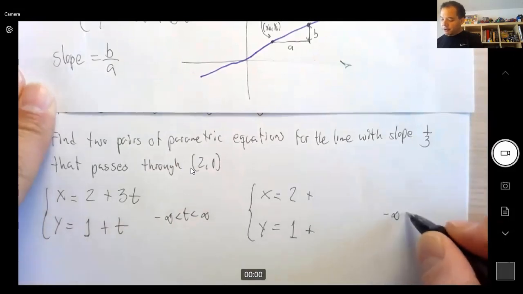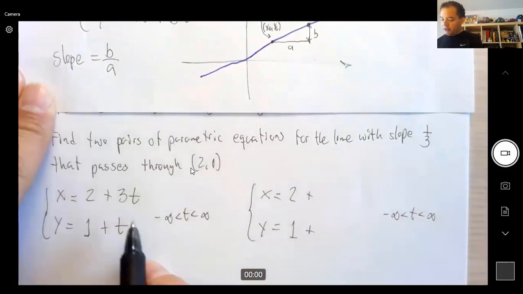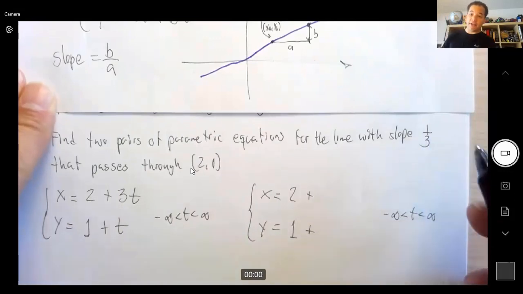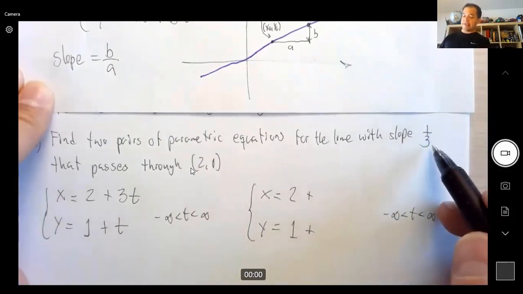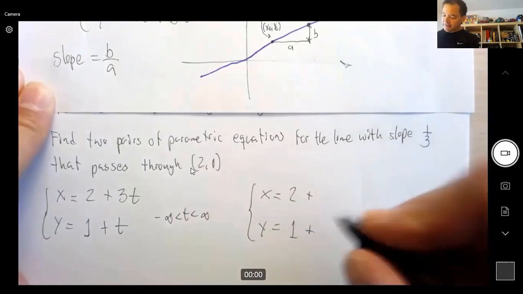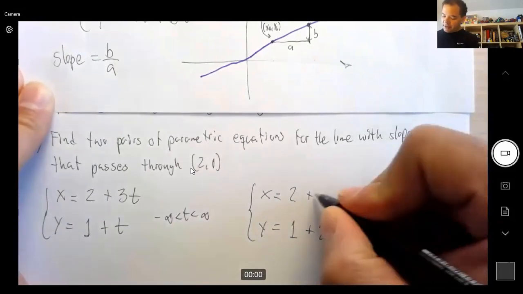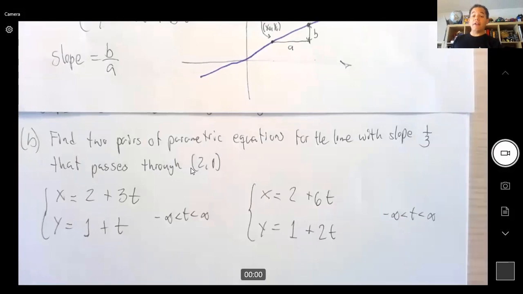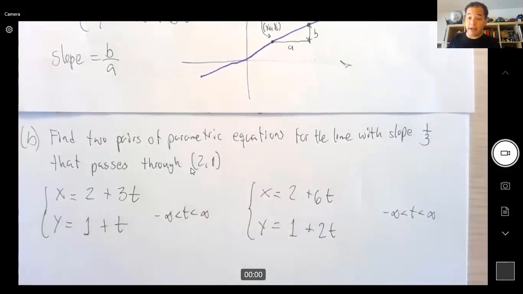Or what we can do is we can use a different way of writing the slope. Instead of using slope 1/3, we can think of the slope as 2/6 or 3/9, right? So I'm going to use 2/6. So then I make this 2, and then I make this 6, right? And here's what I was telling you. This is the same line.